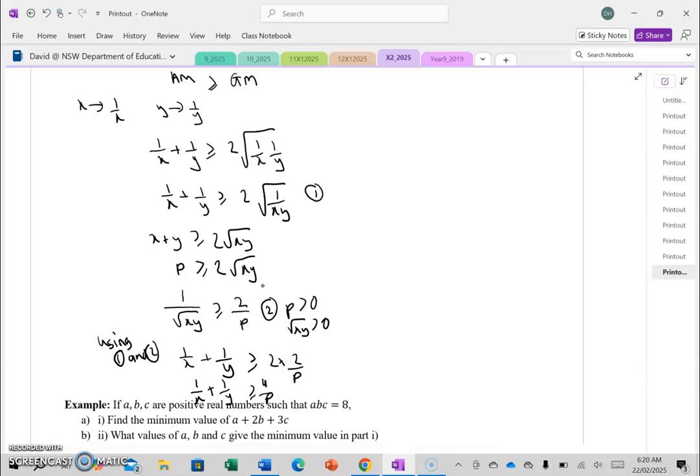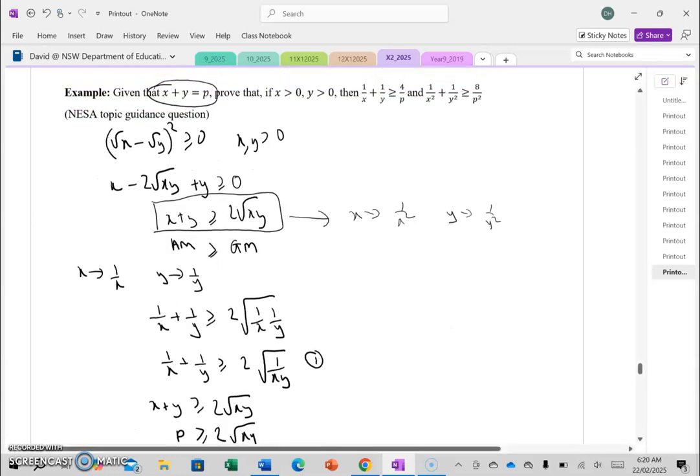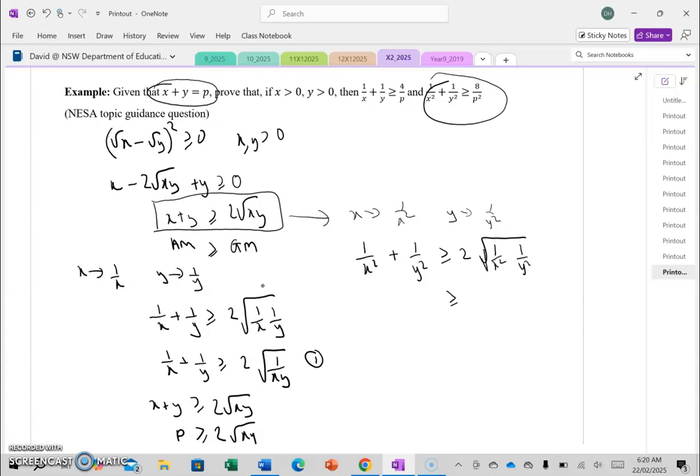We also want to show something with 1 on x squared. So let's use the AM greater than or equal to GM. Let's use this, but with x being 1 on x squared and y being 1 on y squared. So we're looking at this part of the question now. We'll get 1 on x squared plus 1 on y squared is greater than or equal to 2 times the square root of (1 on x squared times 1 on y squared), which is going to be greater than or equal to 2 on xy.